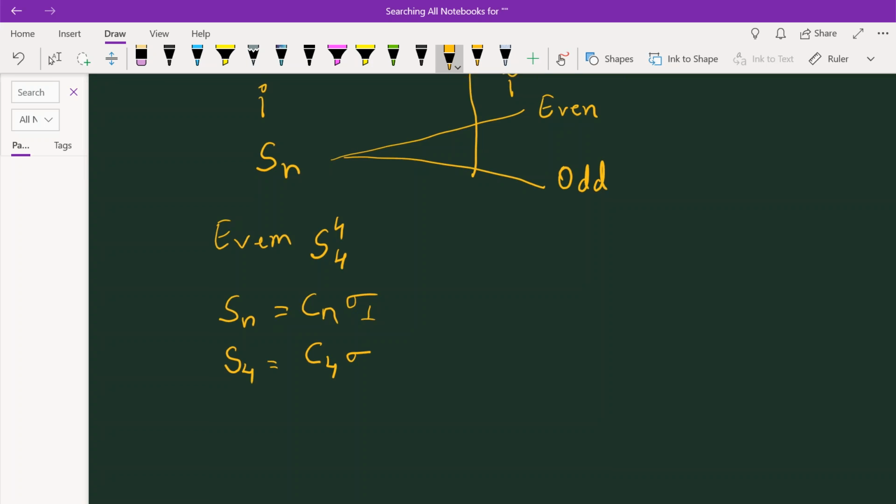Now if I do the improper axis of rotation two times, that means S4 squared. This indicates C4 squared and sigma squared. But as you know, sigma squared is nothing but E. So C4 squared into E is nothing but C4 squared. Now what does C4 squared mean? It is a 180 degree rotation, which is nothing but equal to C2.